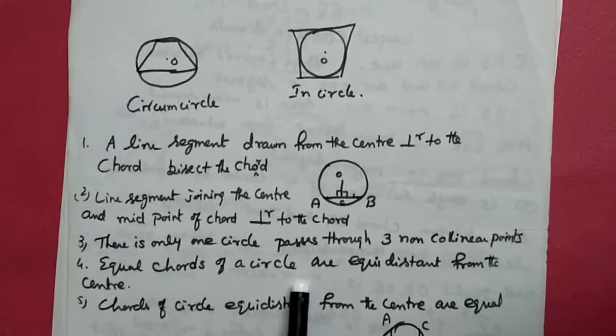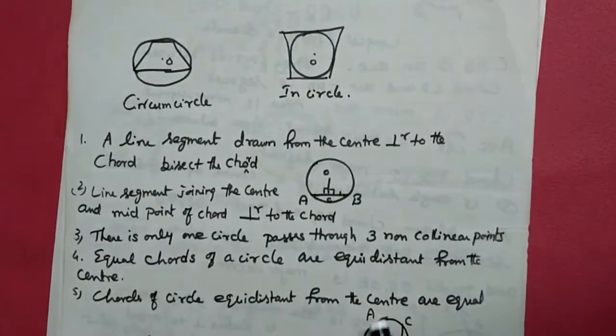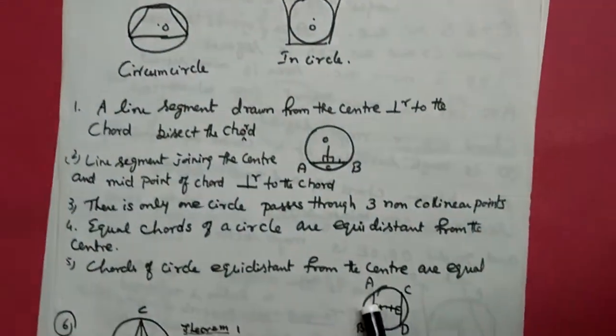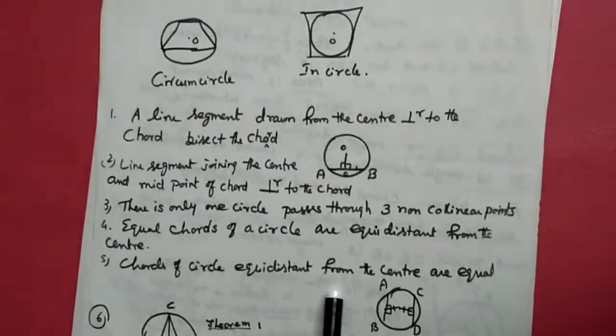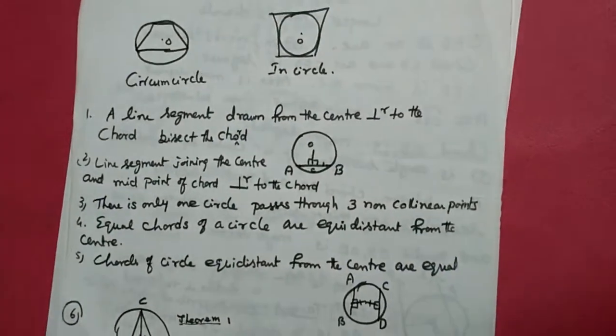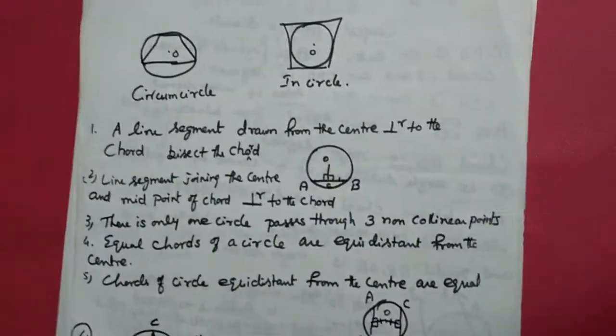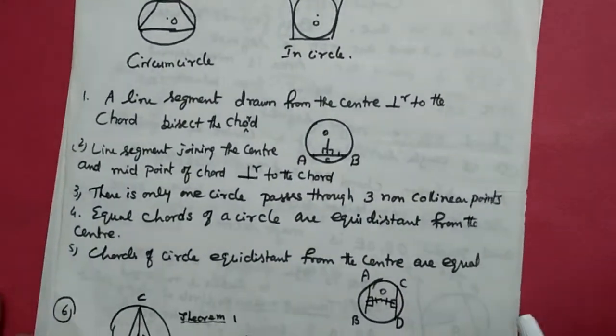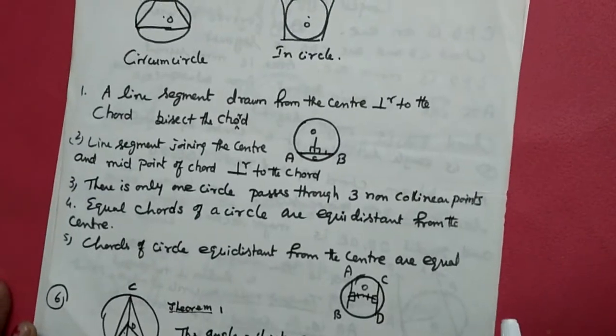Equal chords of a circle are equidistant from the center. Suppose the chords are equal, the distances are equal. Chords of a circle equidistant from the center are equal. Suppose the distances are equal, then the chords are equal. All these theorems you already learned in your 9th standard.